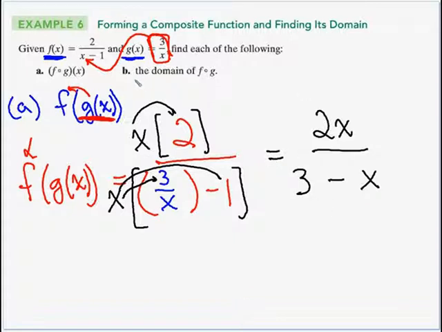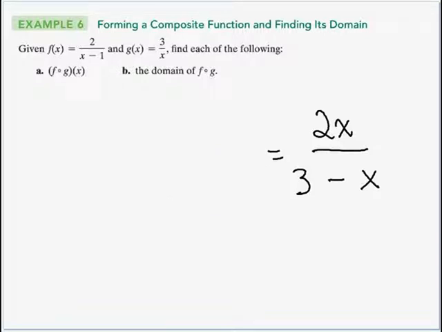Now again, the domain of the composed function. We need to look at the inner function's domain and then the final composed function. So let me just rewrite this. This was our f of g of x.